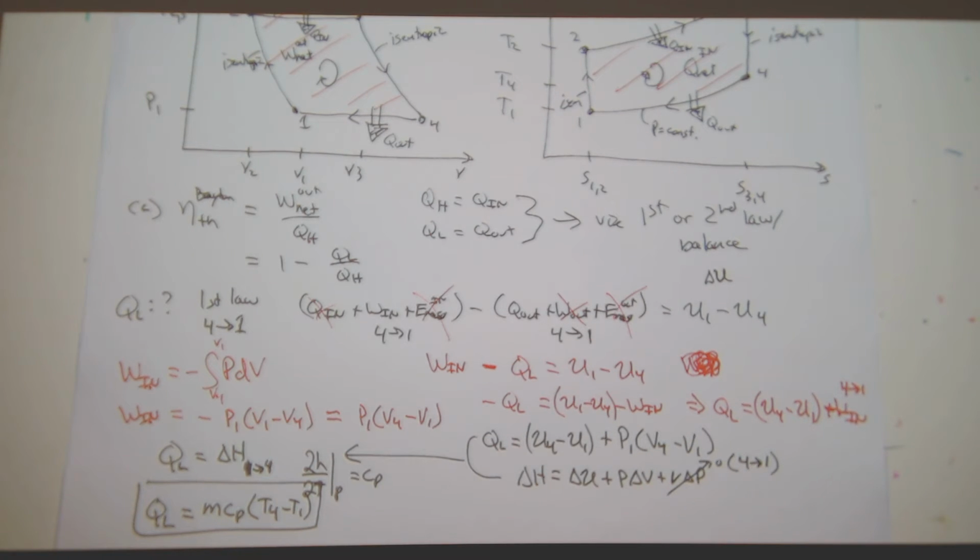For the delta H value, delta H equals delta U. Did you product rule the PV? Yeah, you have to product rule the PV. Okay. But then it's a constant pressure process, so we can cross it out.